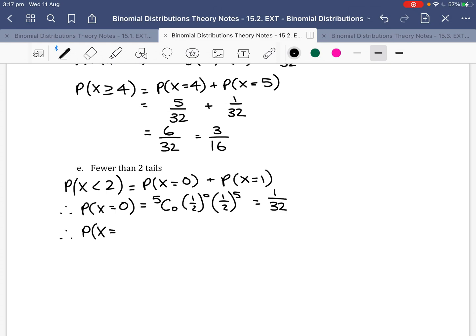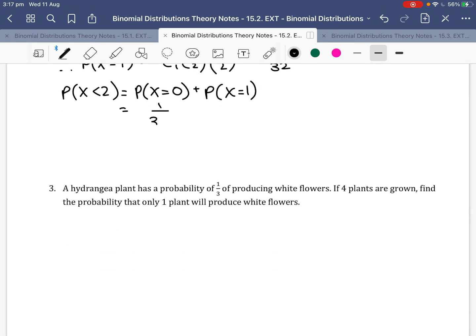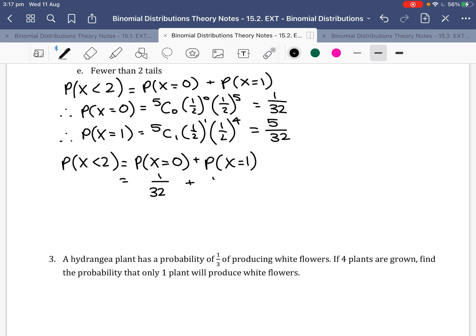And then we need to find the probability that x equals 1. So this is 5 choose 1, a half to the power of 1 times a half to the power of 5 minus 1, which is 4. And what this equals is 5 over 32. So therefore, the probability that x is less than 2 is equal to the probability that x equals 0 plus the probability that x equals 1, which is 1 on 32 plus 5 on 32. So what this equals is 6 on 32, which is 3 on 16.